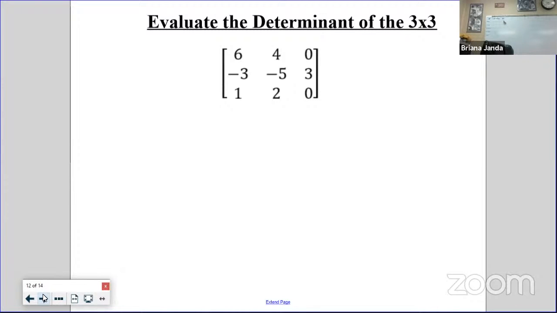So the first thing we're going to do is, it's all based off of this first column. Let's create our little 2 by 2 matrix. So it's going to be 6 times the determinant of this matrix. The determinant of this matrix will be -5 times 0 minus 2 times 3.